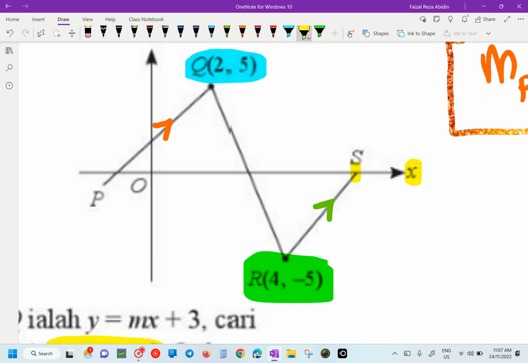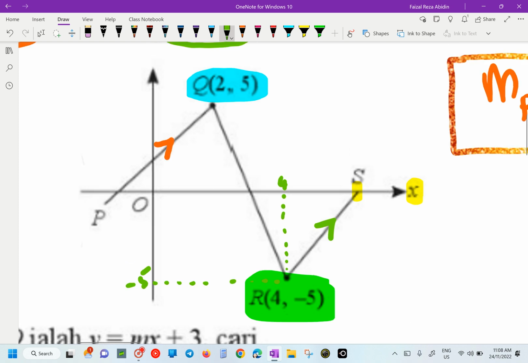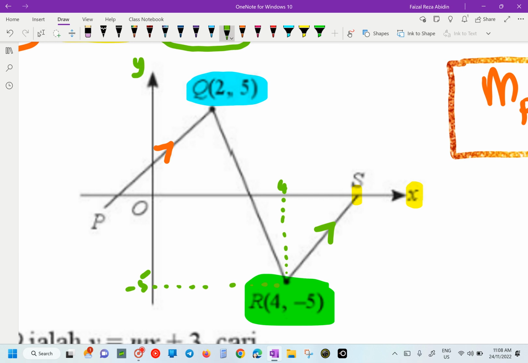How come you got 4? 4 is going to be here, and negative 5 is going to be here, if you want to write your coordinate for S. What is 0? The origin. The y is going to be 0. Am I right? Yes. So our S here, your coordinate is (x, 0).